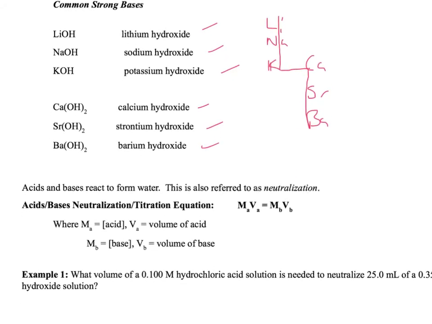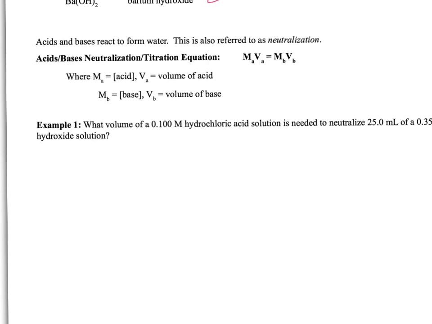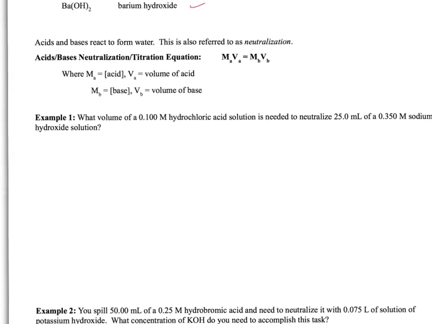But now let's take a look at the piece that is the most important for doing our calculations, and that's the neutralization. We do that with the equation MAVA equals MBVB, where M is molarity and V is volume, for acid and base. Volume could be in liters or milliliters. What's most important is that you keep it consistent throughout the problem. So let's do this example problem, the first one, together.